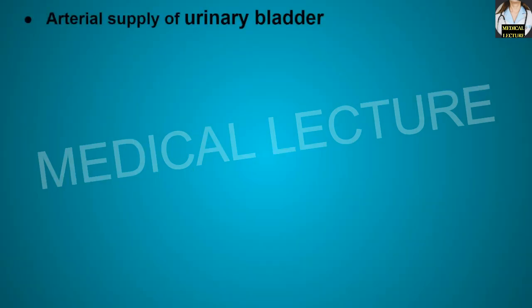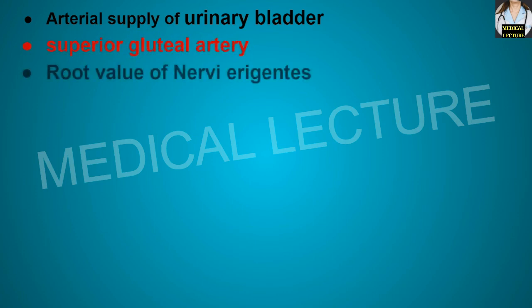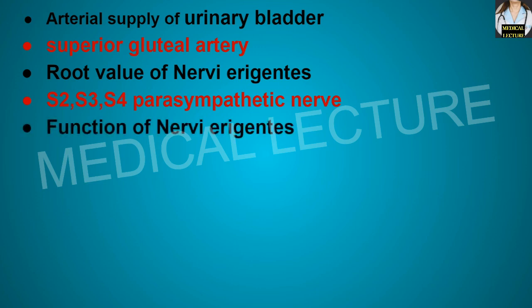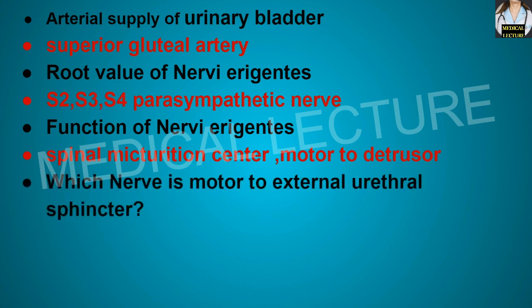What is the arterial supply of the urinary bladder? Superior gluteal artery. What is the root value of the nervi erigentes? It is S2, S3, S4 parasympathetic nerve supply. What is the function of the nervi erigentes? It forms the spinal micturition center and it is motor to the detrusor muscle. Which nerve is motor to the external urethral sphincter? The pudendal nerve is motor to the external urethral sphincter.